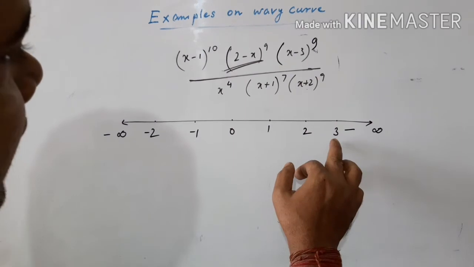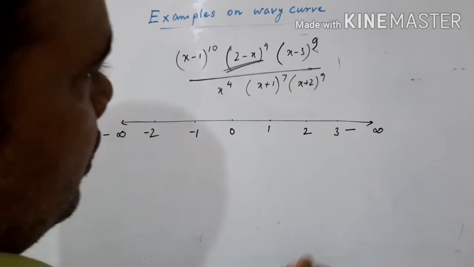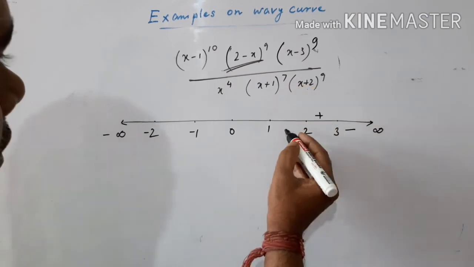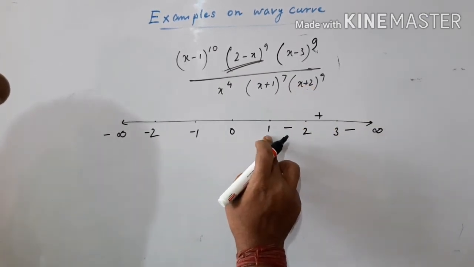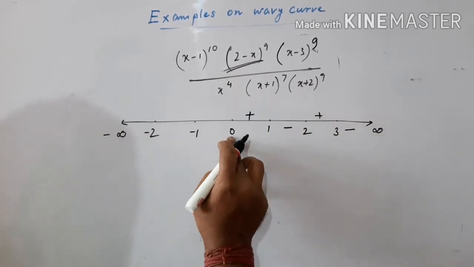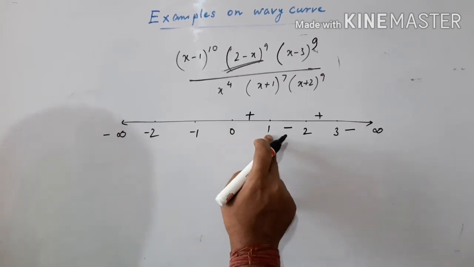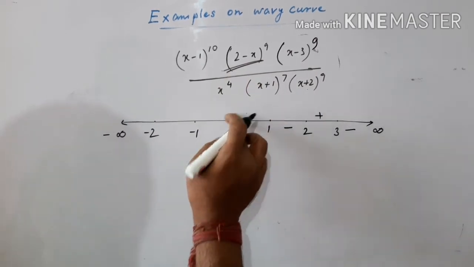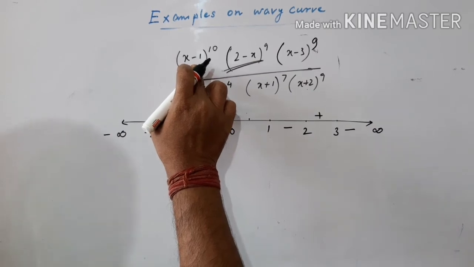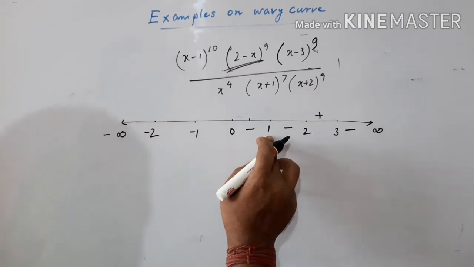Now we follow the simple Wavy-Curve rule. See that 3 is separating and here the power is odd. So change. See that 2 is separating, again the power is odd. Change. 1 is separating, again the power is odd. Change. 1 is separating, sorry, here is a mistake. See that 1 is separating and 1 is coming from this factor. So the power is even. So even means no change. Here it is negative. Clear?